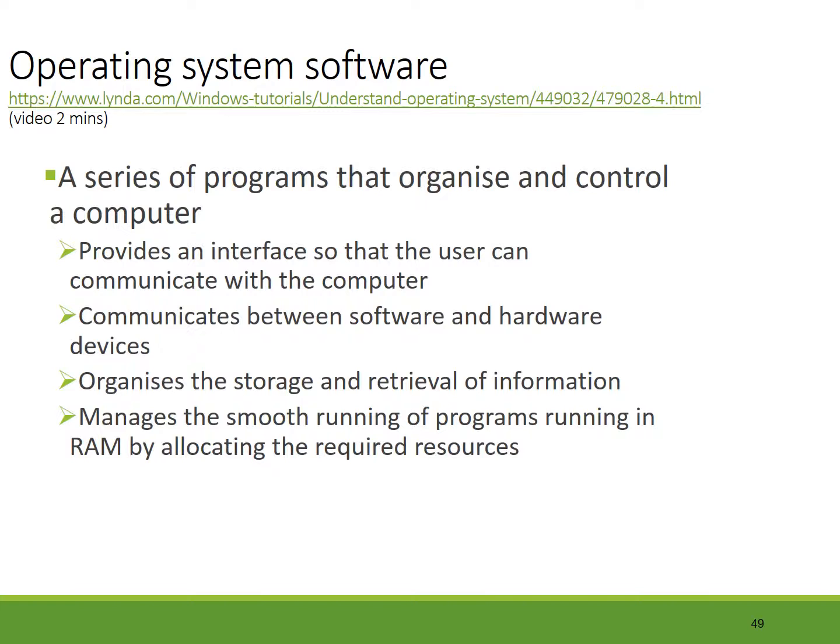It's a series of programs that organise and control a computer, provides an interface so that the user can communicate with the computer, and communicates between the software and the hardware devices. So without an operating system, you would have to physically connect to the screen and get it to produce an image. It's the software that allows you to type something on a keyboard, and the effect is that something appears on the screen. It's the go-between between the two pieces of hardware. It organises the storage and retrieval of information, so it decides where to put files and how to find them again, and it manages the smooth running of programs in RAM and allocating the required resources. So it keeps RAM busy and fed with instructions and knows what's held in RAM and what's coming back from RAM. So it handles all of that.